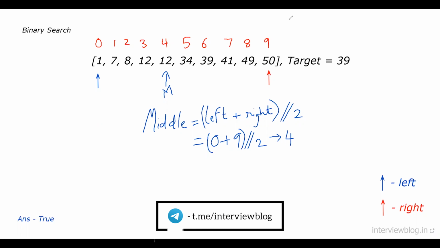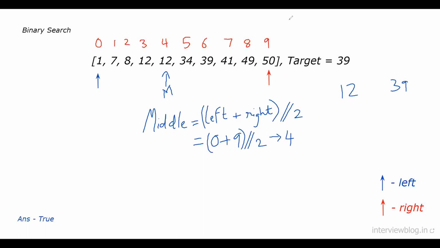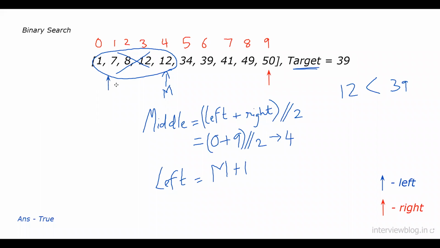So now we will compare the element that is pointed by the middle index with the target element. We can see that the element at the middle index is less than our target element. Hence, we will never find this target element in this part of our array. That is, our target element will never be less than 12. Hence, we can eliminate this part of our array, and we can now say that our left index would be middle index plus 1. So we'll be moving our left index to our middle index plus 1. That is 4 plus 1 will be 5. Now our left pointer will be pointing to the 5th index.